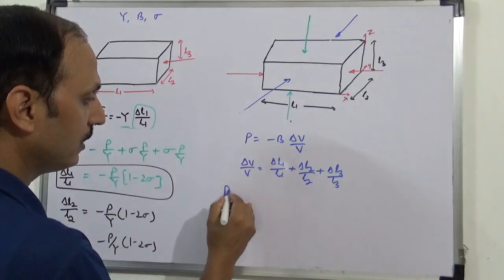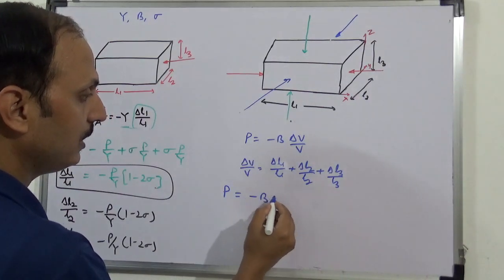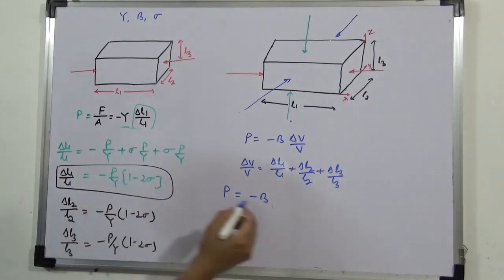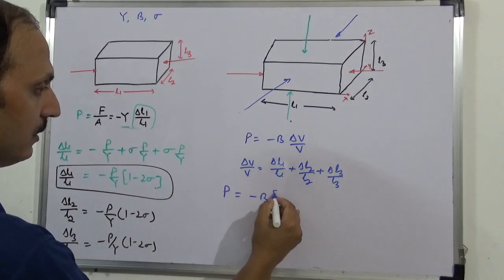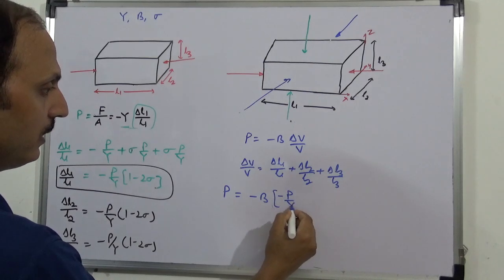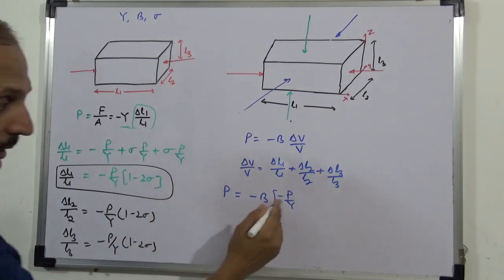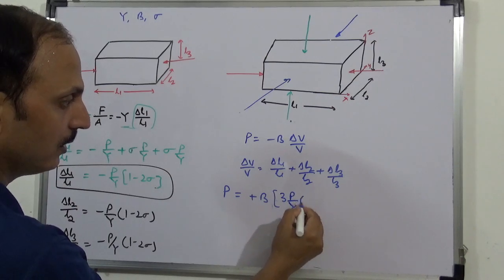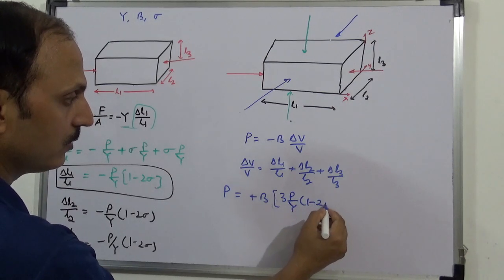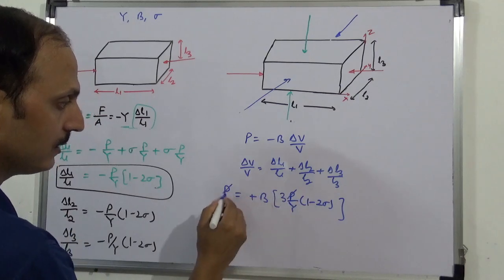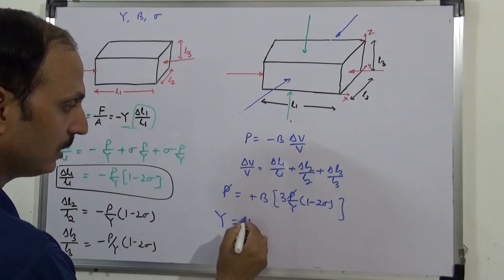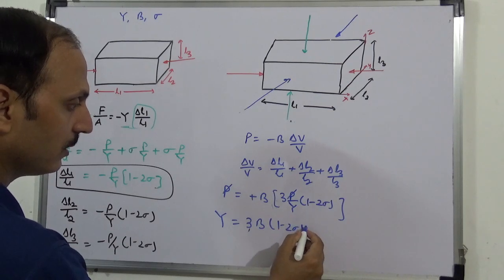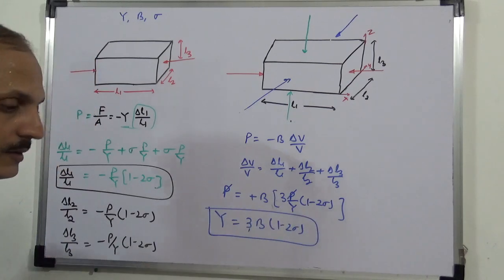Put these values here. So P is equal to minus B times delta L1. Delta L1 is this, that is minus P by Y. So this becomes 3 times. Minus minus becomes plus, so 3 times P by Y into 1 minus 2 sigma. P cancels here. So here Y is equal to 3 times B into 1 minus 2 sigma. Just see. And this is the relation we were looking for.